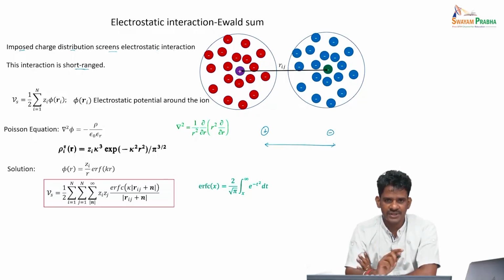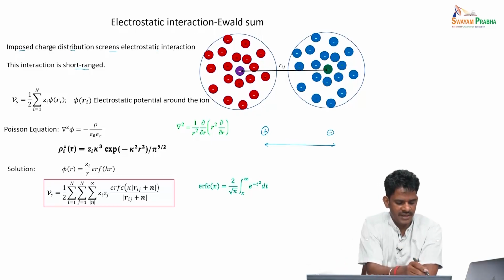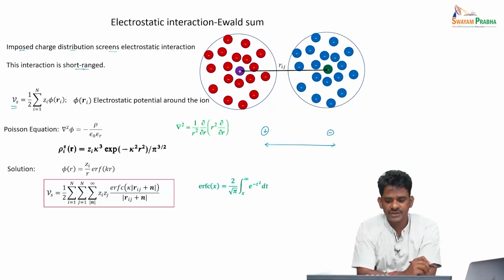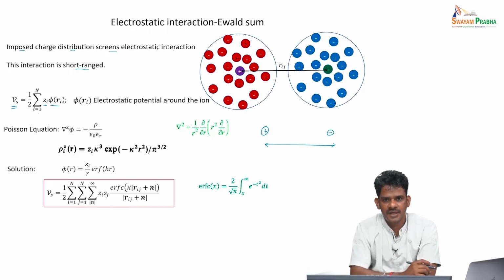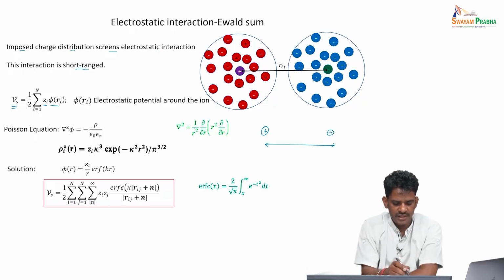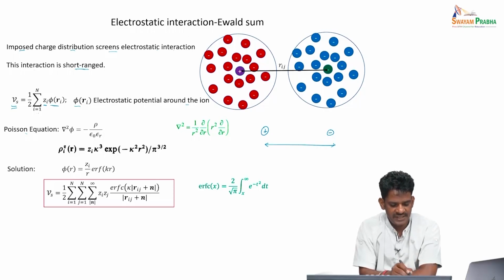So now with this approach, we can calculate the short range electrostatic interaction for the system, and it can be written as 1 by 2 sum over all the ions 1 to N, Zi, that is the charge on species i, times the potential around the particle at distance Ri. For getting the electrostatic potential around the ion, we need to solve what is known as the Poisson equation, which basically is a second order differential equation.